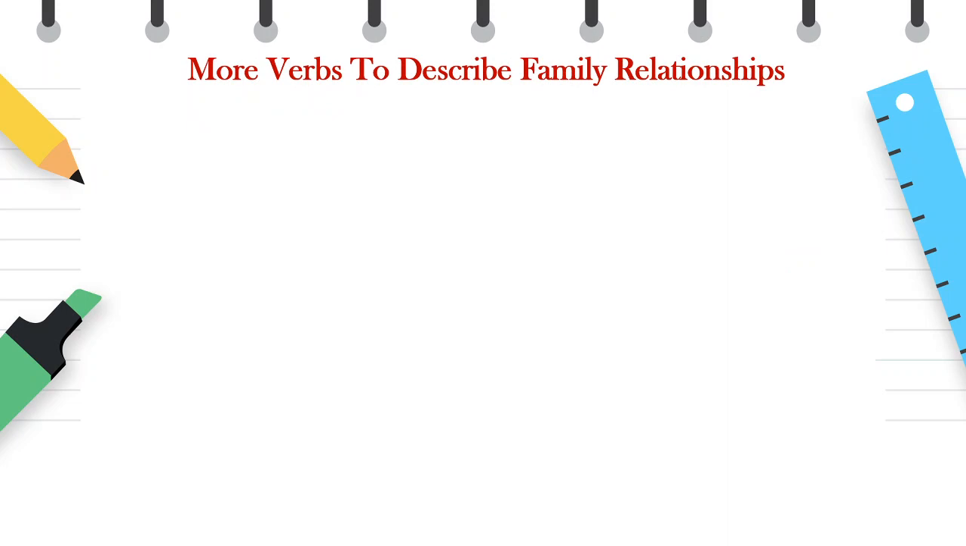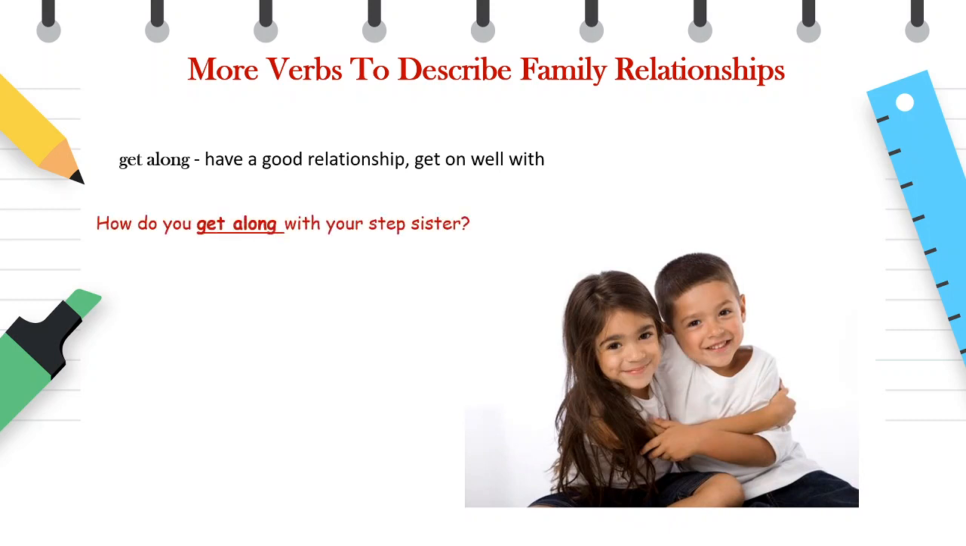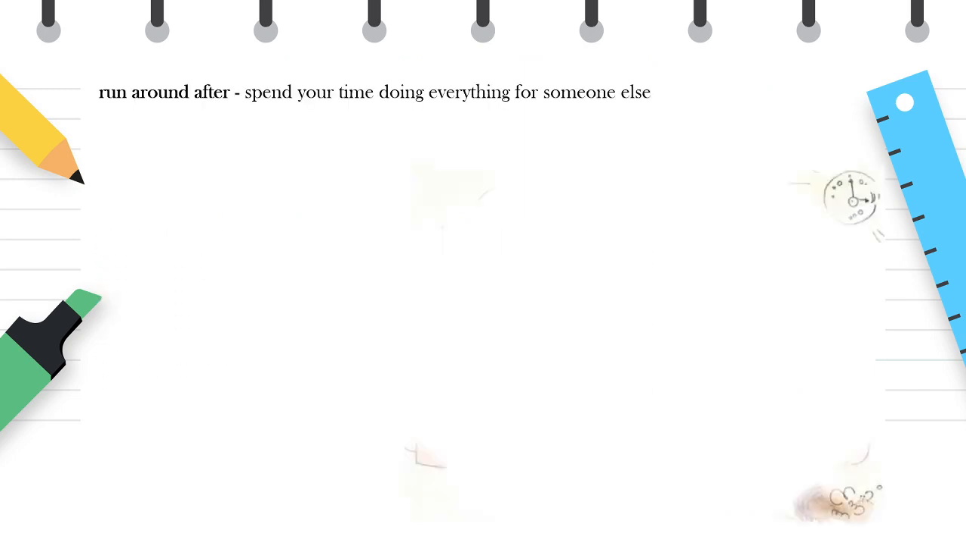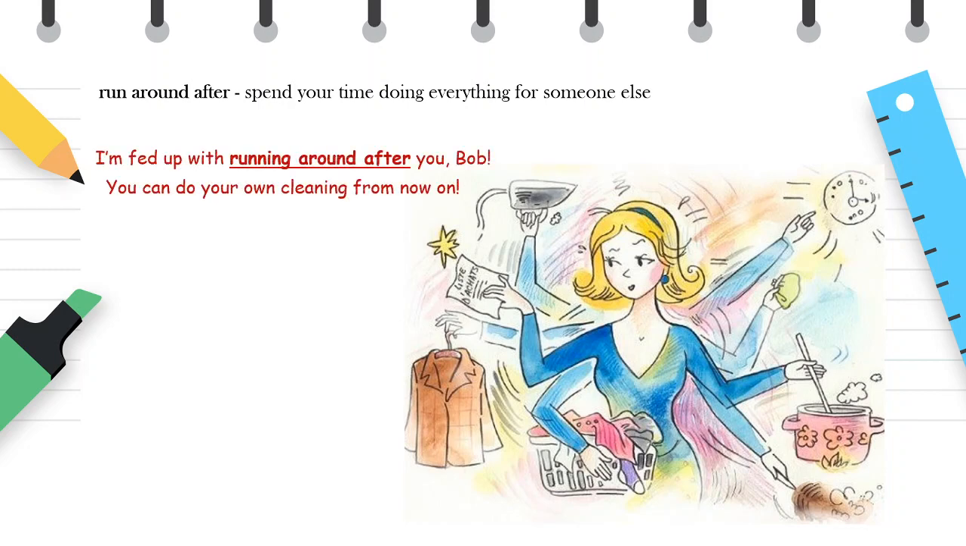More verbs to describe family relationships. Get along, have a good relationship, or get on well with somebody. How do you get along with your stepsister? Well, we mainly get on well about most things. Run around after. Spend your time doing everything for someone else. I'm fed up with running around after you, Bob. You can do your own cleaning from now on.